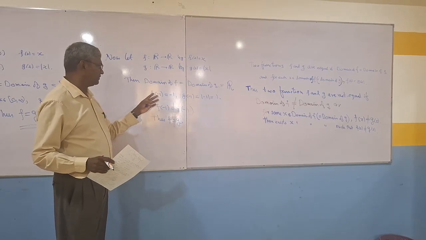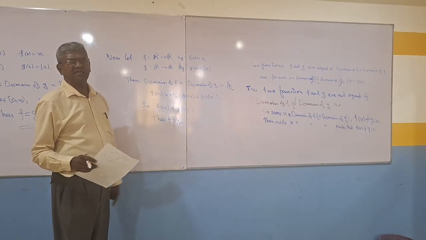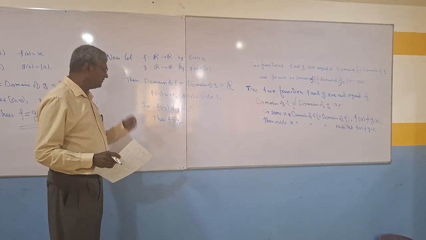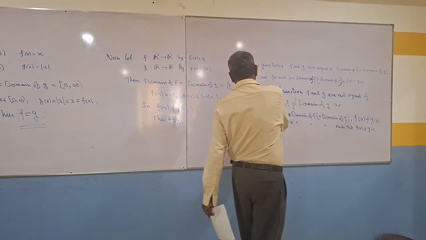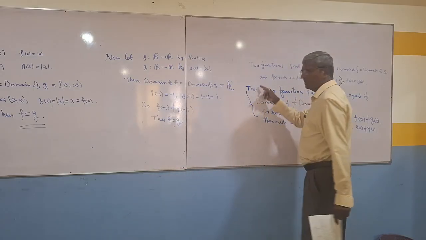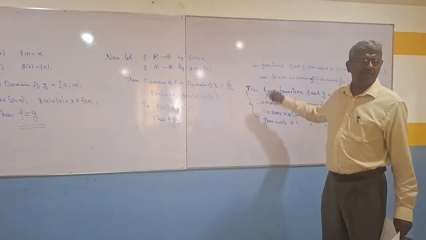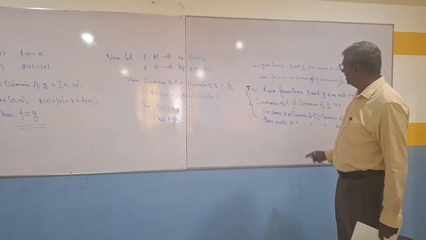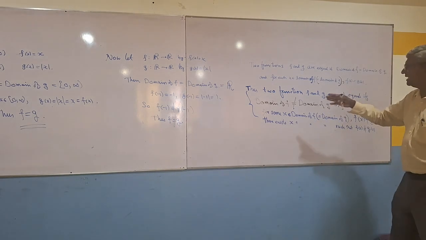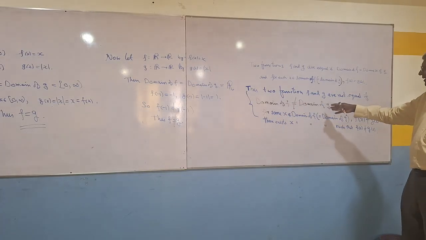-1 belongs to the domain of the set. I am showing f of -1 is not equal to g of -1. Therefore, f is not equal to g. Actually, I verified this statement. I verified this statement. You are good to say that the domain of f is not equal to the domain of g.